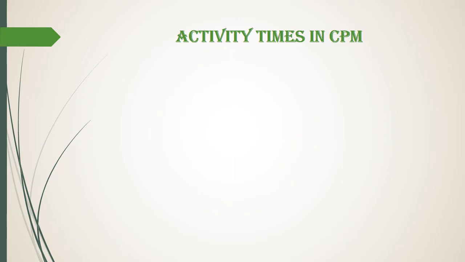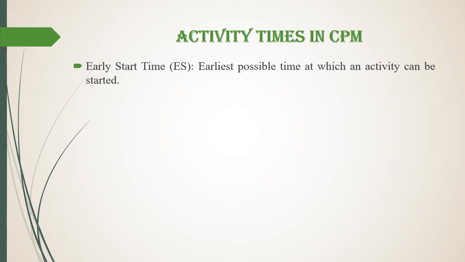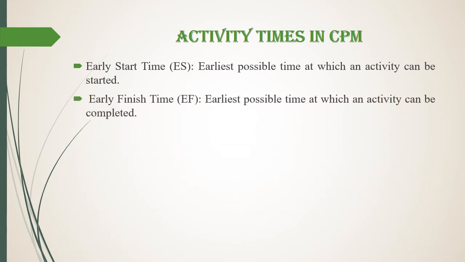Activity times in critical path method or CPM. First one, early start time, which is represented as ES or EST. The earliest possible time at which an activity can be started is termed as early start time. The second one is early finish time, which is represented as EF or EFT. The earliest possible time at which an activity can be completed is termed as early finish time.